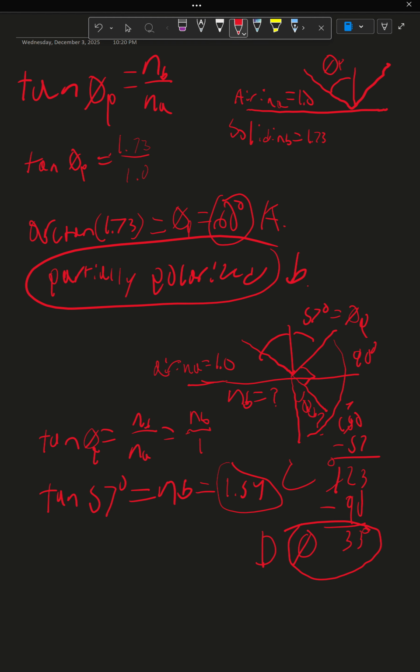So for part E now, it's saying you shine a beam of polarized light in air on a piece of dense flint glass, n equals 1.66. If the polarization direction is perpendicular to the plane of incidence, is there an angle of incidence for which no light is reflected from the glass? If so, what is the angle?